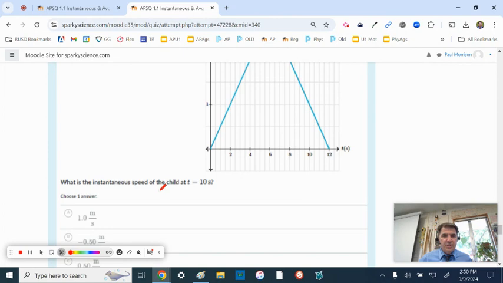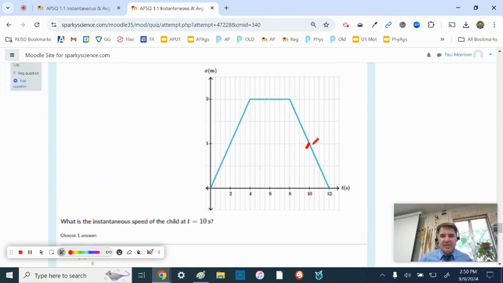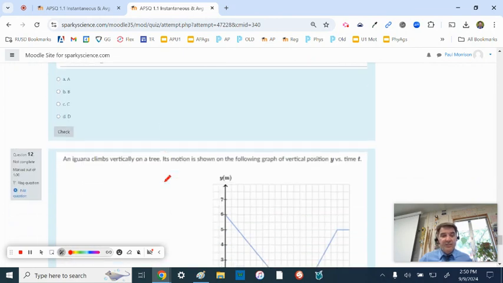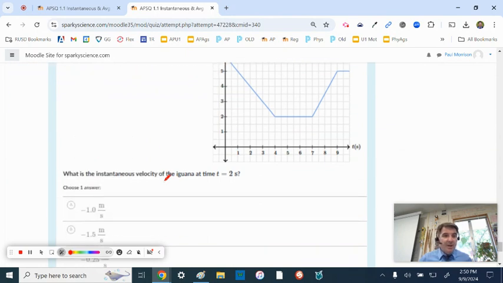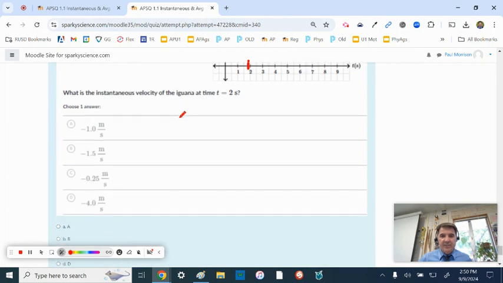Child runs backwards, speed at 10 seconds, that's the speed. Speed, remember it's not negative, so be careful. Iguana, come on iguana, is it hard? 2, instantaneous velocity, negative because it's going down.